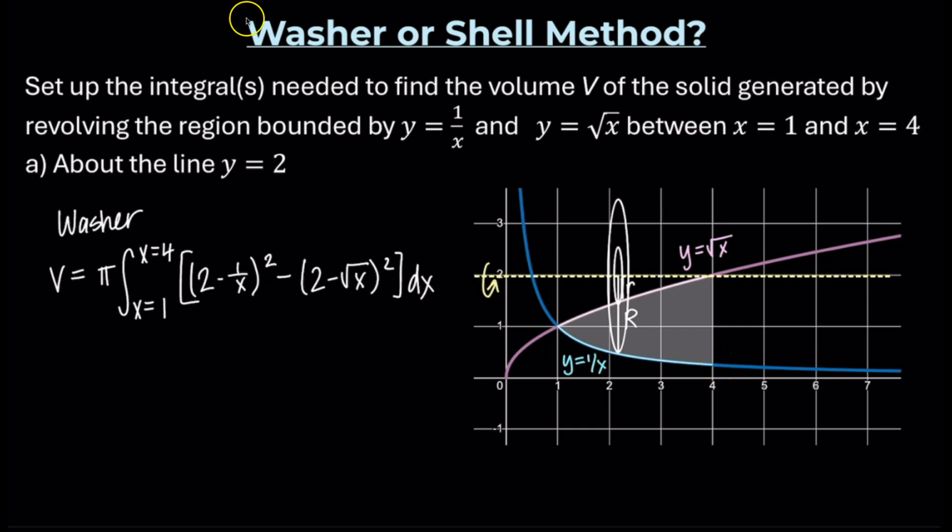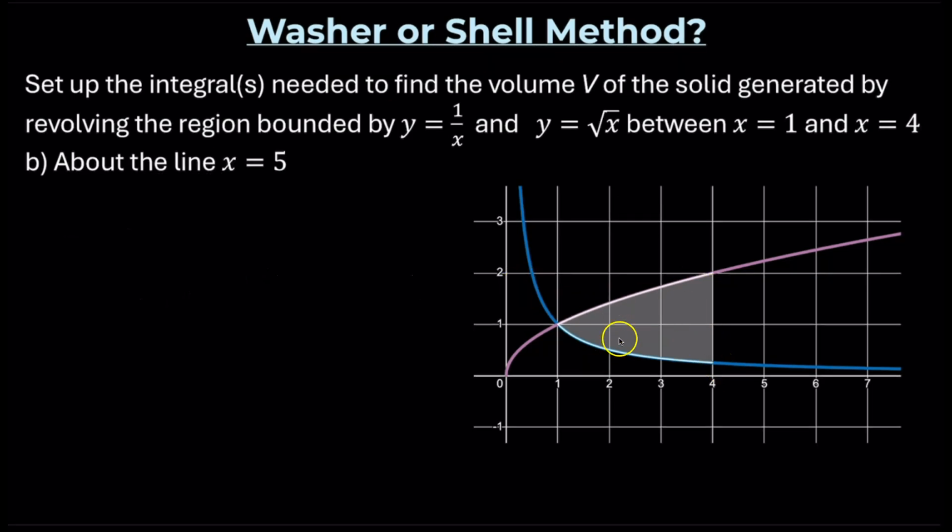Now we have the exact same region, but we're rotating about the vertical line x equals 5. So for this one, if I take this region and rotate around x equals 5, I'm actually going to use the shell method instead of the washer method. And let's talk about why we're not going to use the washer method. If we use the washer method, we start from the axis of rotation to find our big radius by going to the furthest away function.